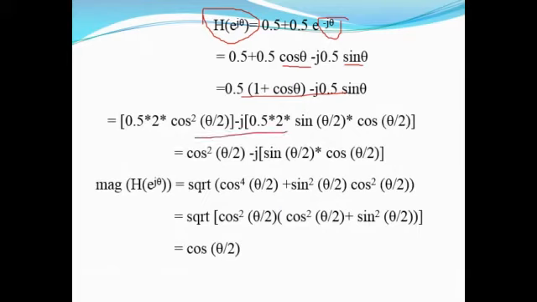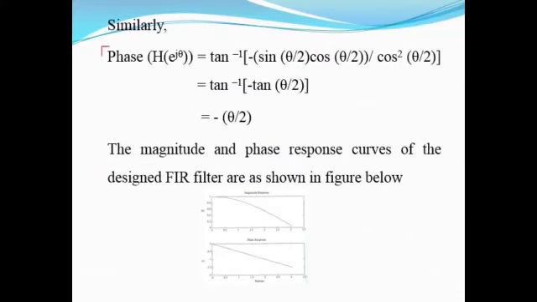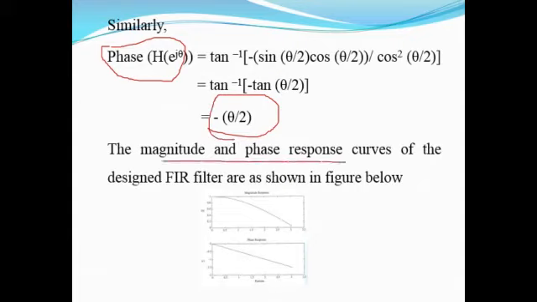Now we simplify it, and once we simplify, we find the magnitude of H(e^jθ). Magnitude is the square root of the real part squared plus the imaginary part squared of the response. So we get cos(θ/2). This is the magnitude response. Similarly, we find the phase response, which is the phase of H(e^jθ), which is -θ/2. So the magnitude and phase response of the filter is like this.